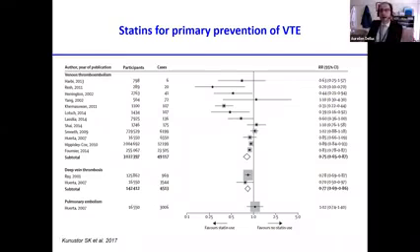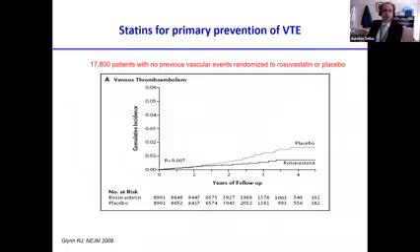So observational studies are good. Randomized controlled studies are better. Dr. Gross already mentioned the JUPITER trial. JUPITER was a trial that included 17,800 patients with no previous vascular events, either arterial or venous. These patients were randomized to receive either rosuvastatin, 20 milligrams daily, or a placebo. After a median exposure of 2.5 years and a follow-up of up to 4 years, there was a reduction in the occurrence of a first VTE event.